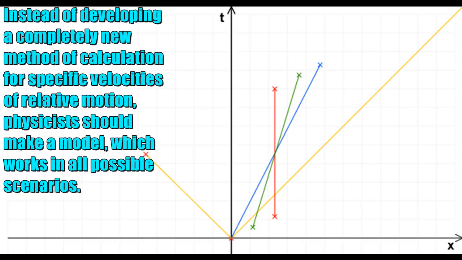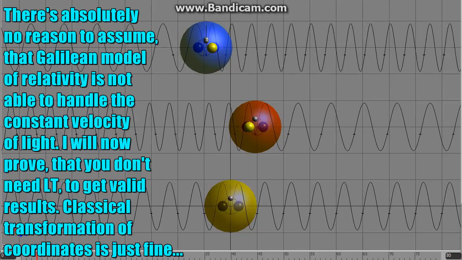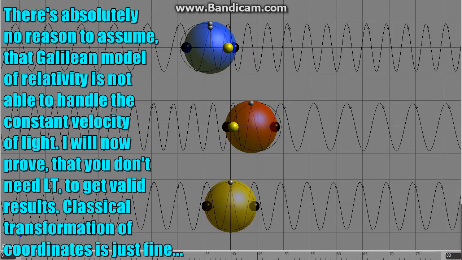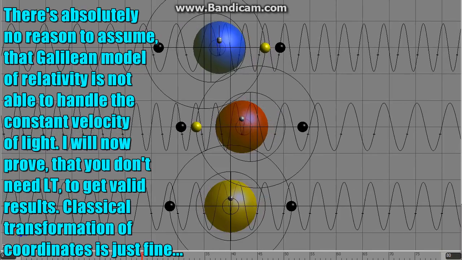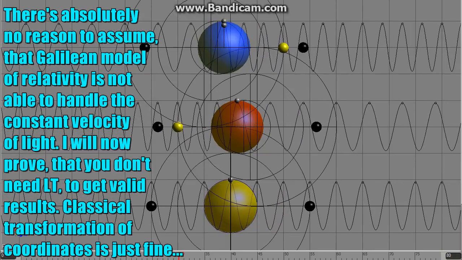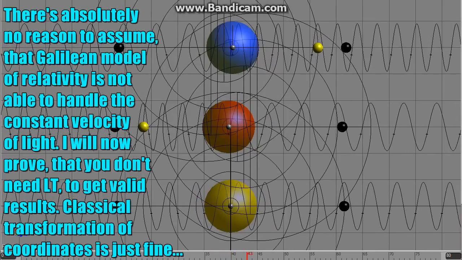Instead of developing a completely new method of calculation for specific velocities of relative motion, physicists should make a model which works in all possible scenarios. There is absolutely no reason to assume that the Galilean model of relativity is not able to handle the constant velocity of light. I will now prove that you don't need the Lorentz transformation to get valid results. Classical transformation of coordinates is just fine.